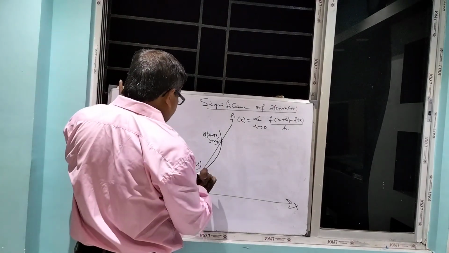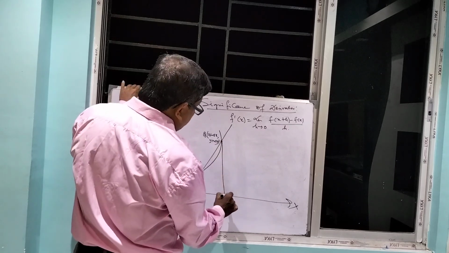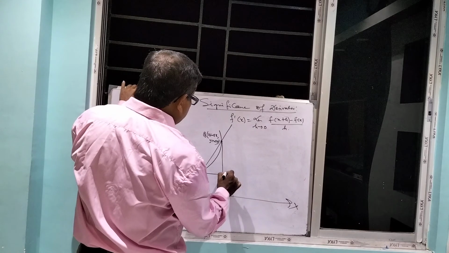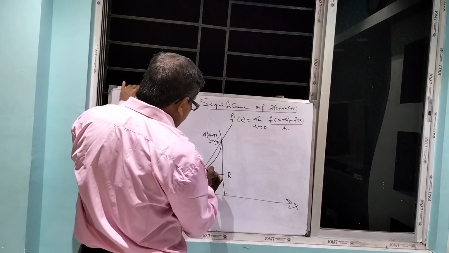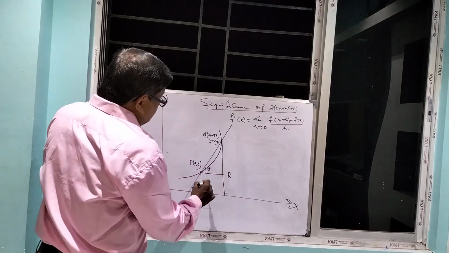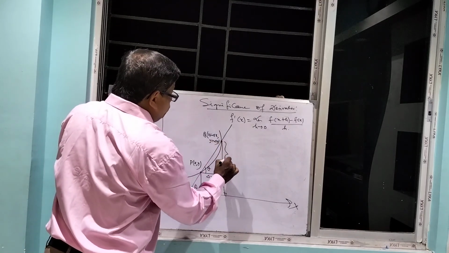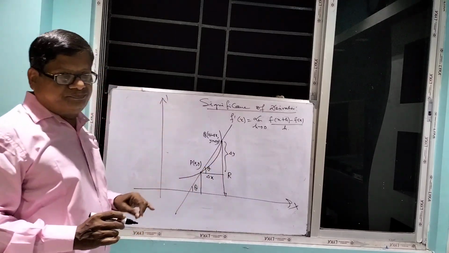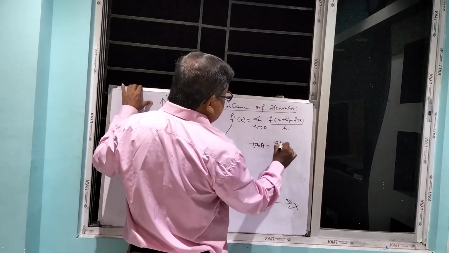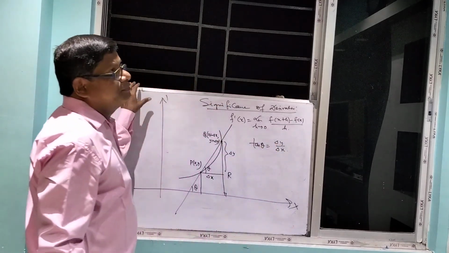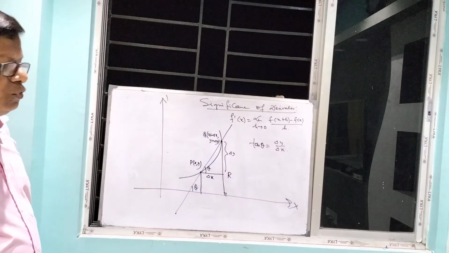Now draw a perpendicular here, and here also a perpendicular. Suppose this is the right angle at R. If this angle is theta, then this angle is also theta, and this side will be delta x and this side will be delta y. So you can write tan theta equal to delta y by delta x.